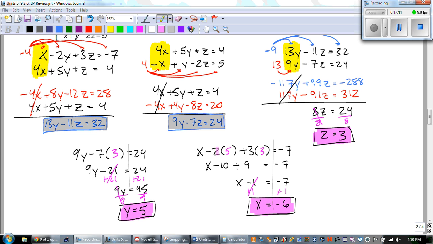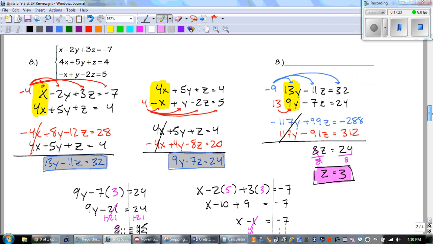Okay, so -2 times 5 is -10, 3 times 3 is 9, -10 plus 9 gives us -1. I add 1 to both sides, and then we get that x equals -6. All right, so I can come back here for my final answer. I have -6 for x, 5 for y, and 3 for z. Just remember that it goes x, y, and z.